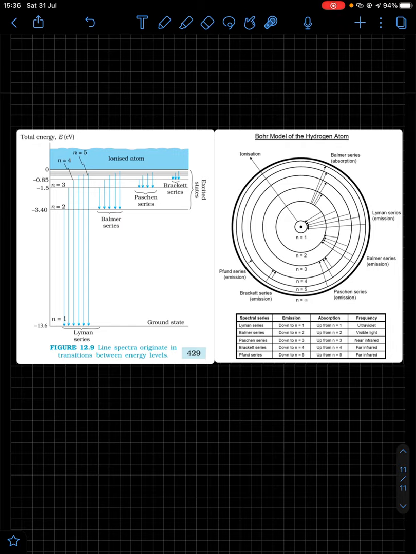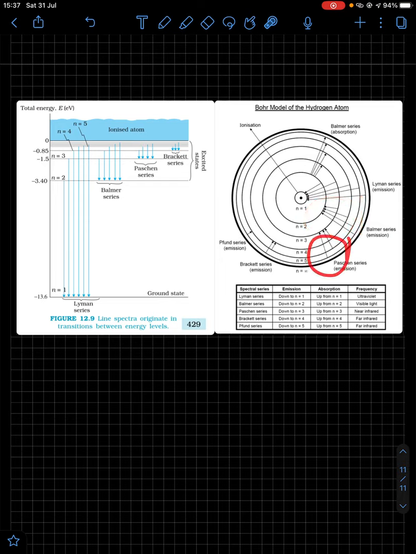Now whenever the electron jumps from 2 to 1, or 3 to 1 or 4 to 1, 5 to 1, 6 to 1, all the photons released due to this transition will lie in the Lyman series. Next, the Balmer series, like 3 to 2, 4 to 2, 5 to 2 and so on, will lie in the Balmer series. Similarly you will have Paschen, Brackett and Pfund.